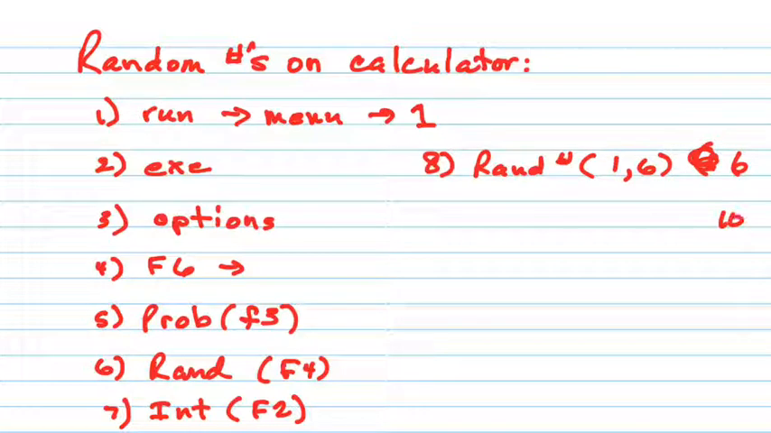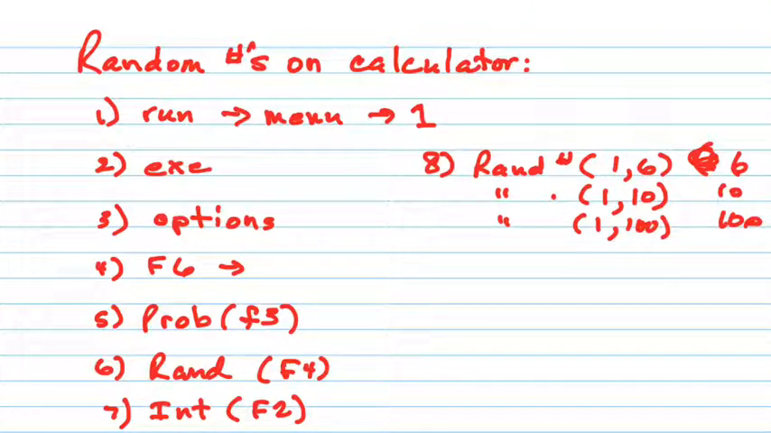What if I wanted 10? What would I put in there? 1, comma, 10, close the bracket. What if I wanted 100 of them? 1, 100, right? Just depending on how many numbers you need. And we're going to go back over how to determine how many numbers you need as well. And then all you need to do is push execute.